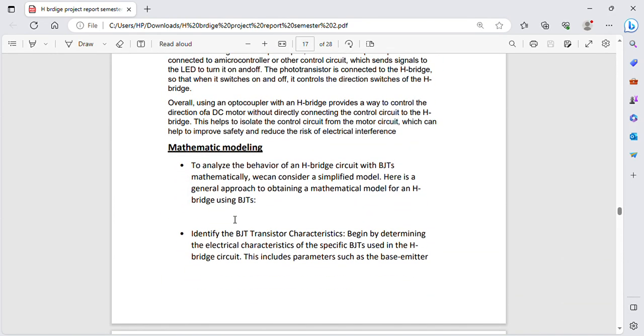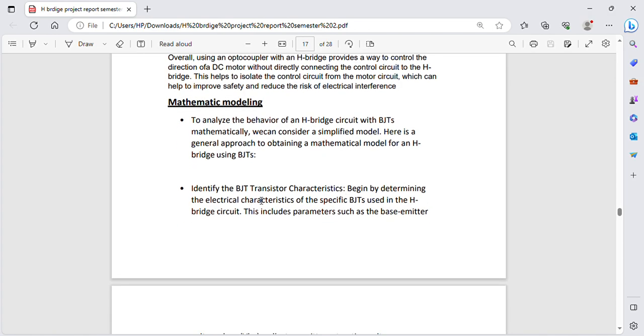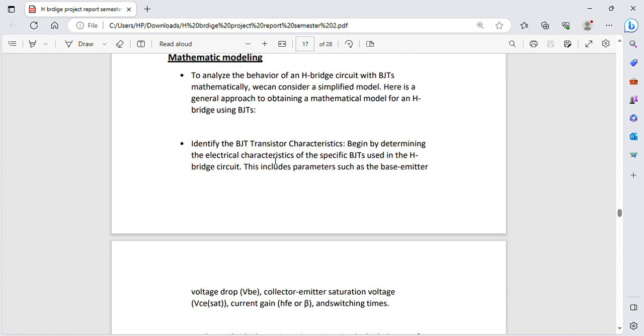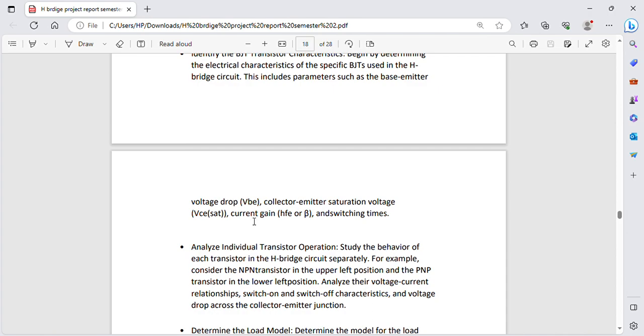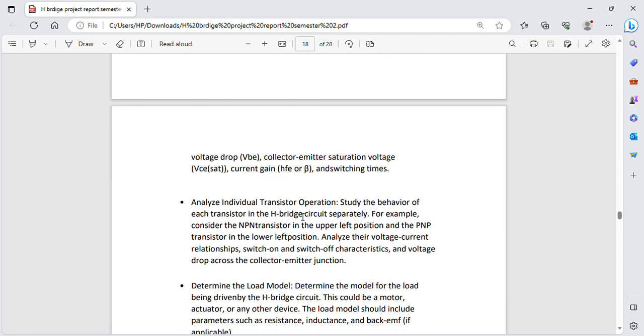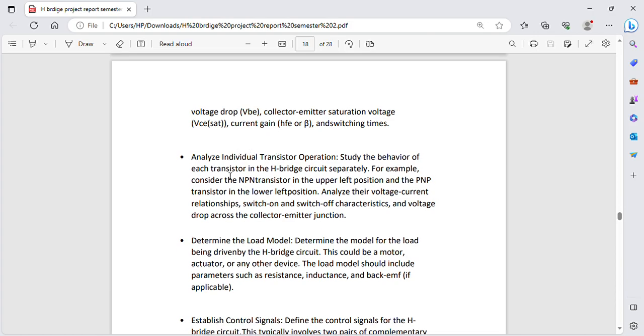The next is mathematical modeling. To analyze the behavior of the H-bridge circuit with BJTs mathematically, we can consider a simplified model. Firstly, identify the BJT transistor characteristics. Begin by determining the electrical characteristics of the specific BJT used in the H-bridge circuit. These include parameters such as base-emitter voltage drop, collector-emitter saturation voltage, current gain, and switching times.